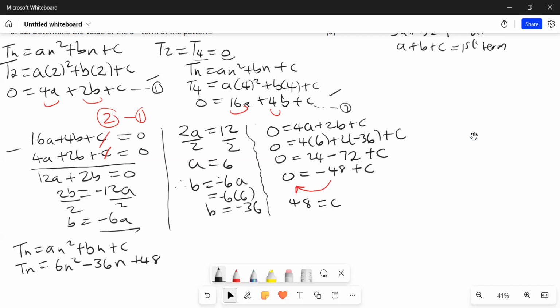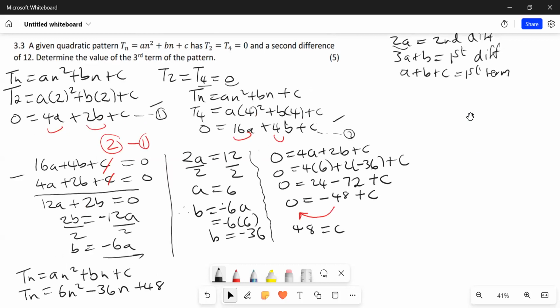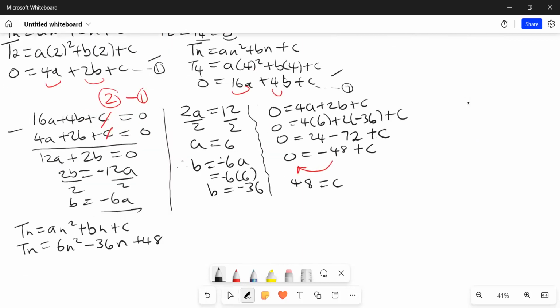But now the question said, determine the value of that term of the pattern. So we're looking for T3. In place of n, we're substituting 3. So we have 6 times 3 squared minus 36 times 3 plus 48 equals, and our final answer, we get -6 as our T3, sorry about that.